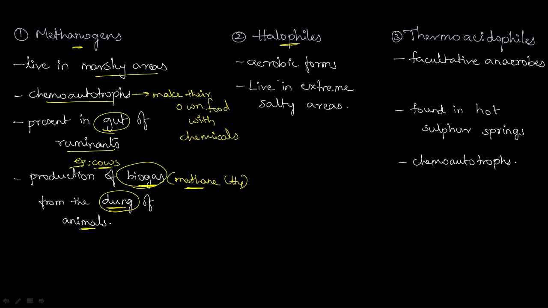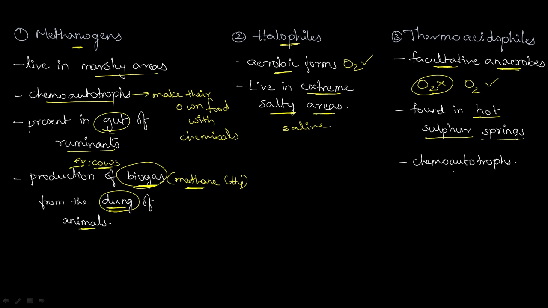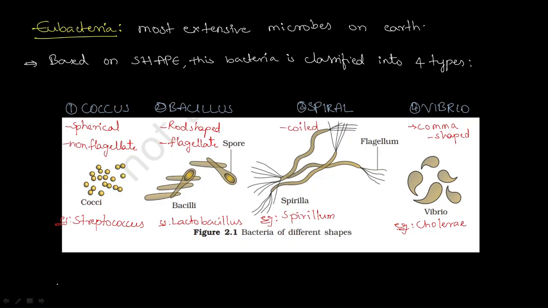Next, halophiles. They are aerobic forms, which means they live in the presence of oxygen. They live in very extreme salty areas, that is, they are saline organisms. Thermoacidophiles are facultative anaerobes, which means they don't need oxygen for their survival, but even if oxygen is present, they can survive. They are found in hot sulfur springs, and these are also chemoautotrophs in nature.